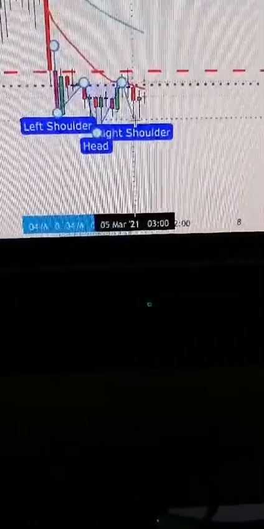For those that want to, I know some people would say this looks like a possible inverted head and shoulders, right? You have your left shoulder, then you've got your head, and then you've got a potential right shoulder. That could be the case, but I'm not so keen on this type of outlook.